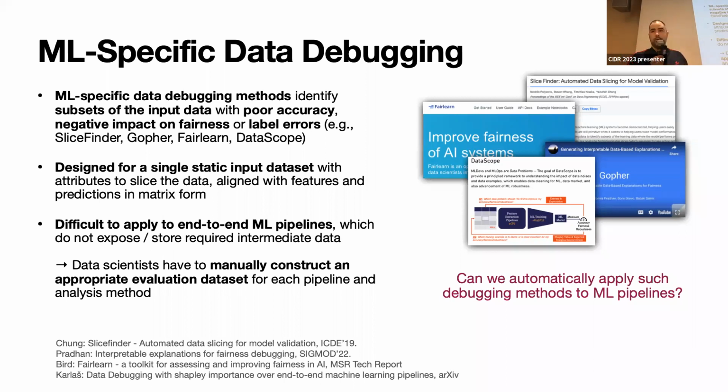As a result, there is a lot of real-world pain. Data scientists typically construct appropriate evaluation data sets for each pipeline and analysis. That takes a lot of effort, and this is either never done or only done at development time. So the question we asked ourselves is whether we can work towards automatically applying such debugging methods to machine learning pipelines, so that it's easy to run them and they would ideally be applied in the same way as unit tests or continuous integration.